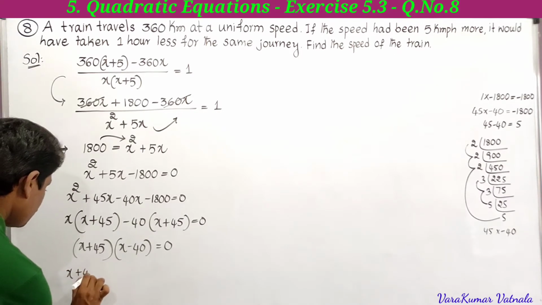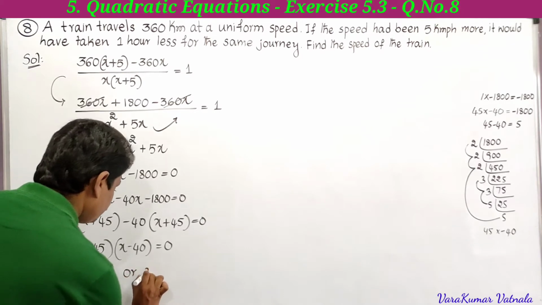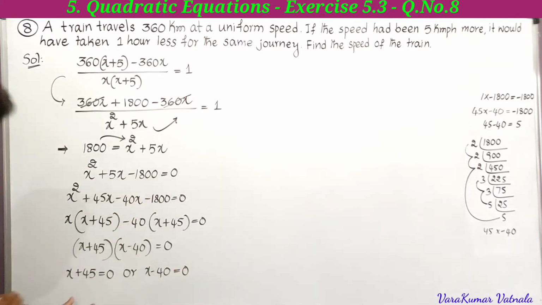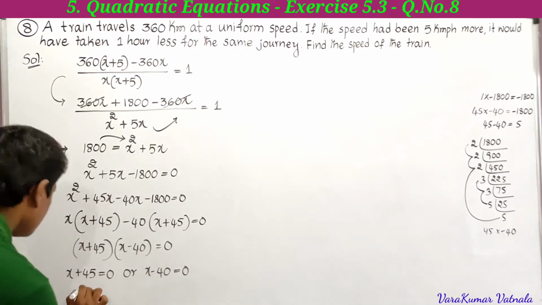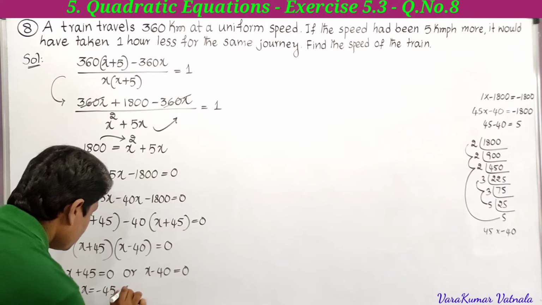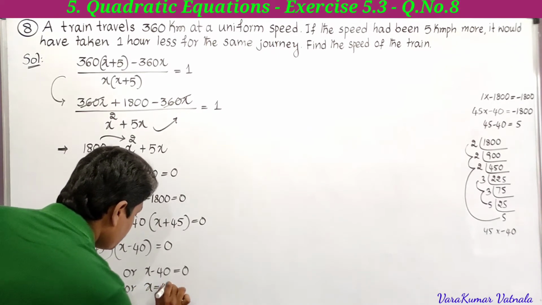So x plus 45 is equal to 0 or x minus 40 equal to 0. So now take plus 45 to the right side, we get x is equal to minus 45. Here take minus 40 to the right side, we get x is equal to plus 40.